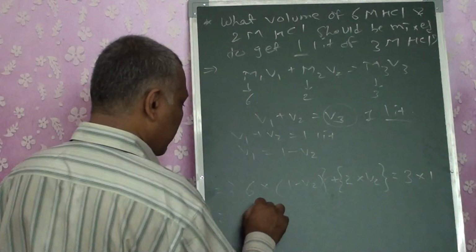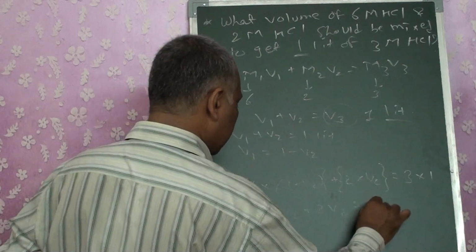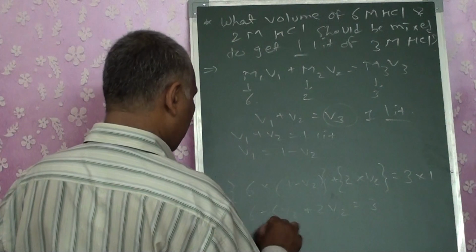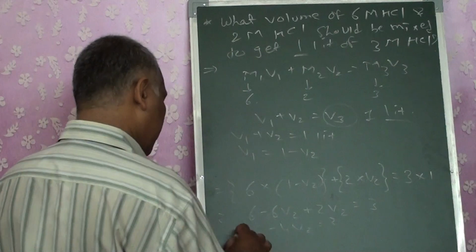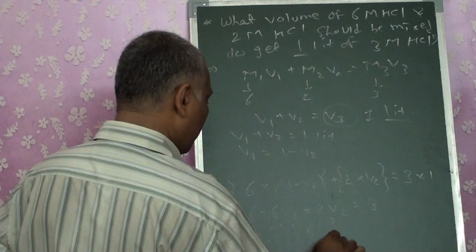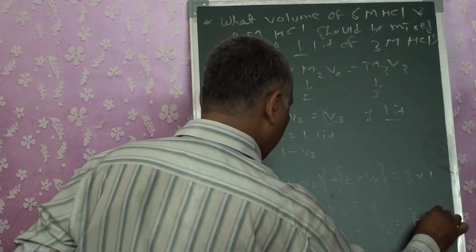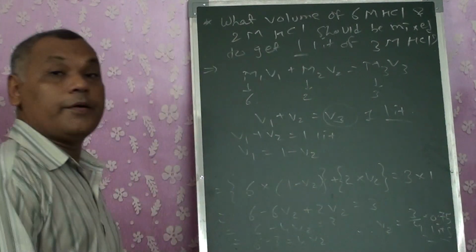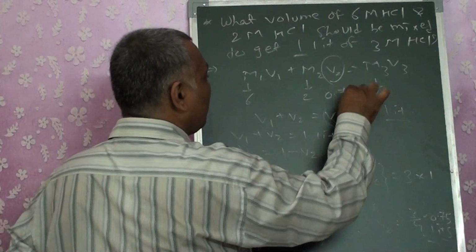Open the brackets. You will get it as 6 minus 6 V2 plus 2 V2 equals 3. So this we will be getting as 6 minus 4 V2 equals 3. Take 3 on the other side, you will get 6 minus 3 equals 4 V2. Therefore V2 equals 3 by 4, that is 0.75 liters. So from this what we got is V2 should be 0.75 liters.